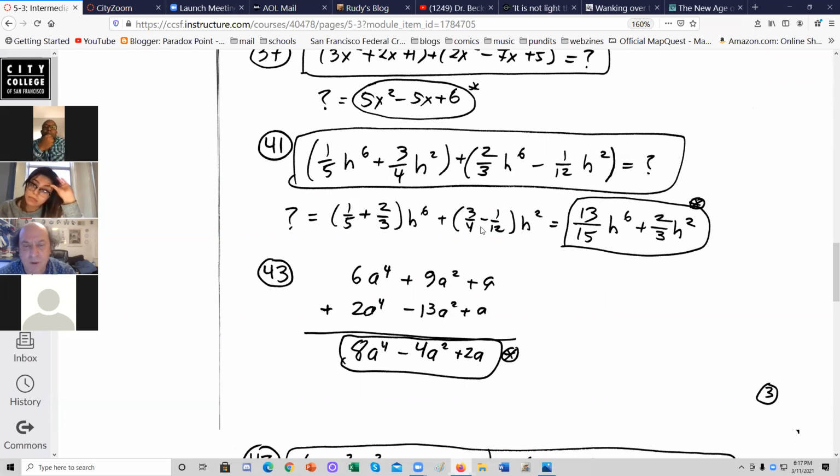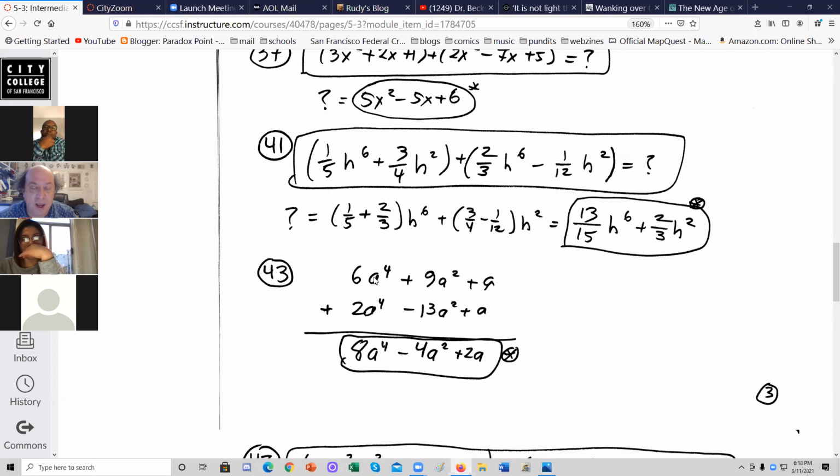And then, okay, after a bit of arithmetic, or even you can do some cheating on the calculator. The calculator I have here has a math button which has a to-fraction sub-button, so you can use that to do fraction arithmetic, and why not? So therefore 13/15 h to the 6th plus 2/3 h to the 2nd.